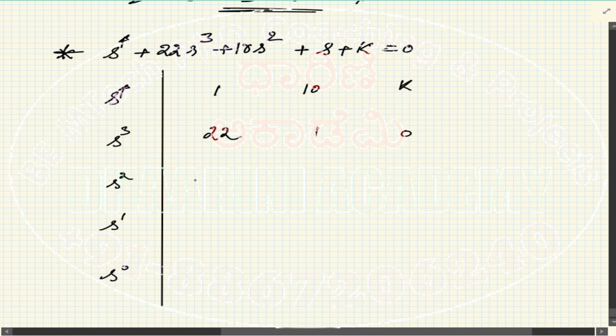So what is the s square coefficient? 22 into 10, 220, minus 1, so that is 219 divided by 22, which is 9.95.